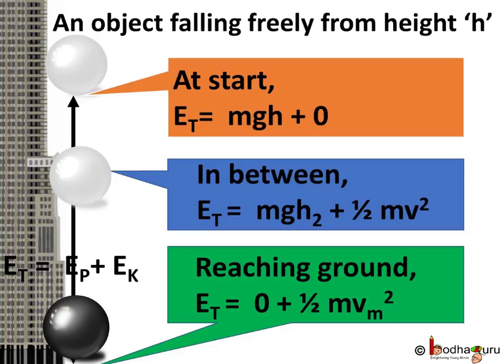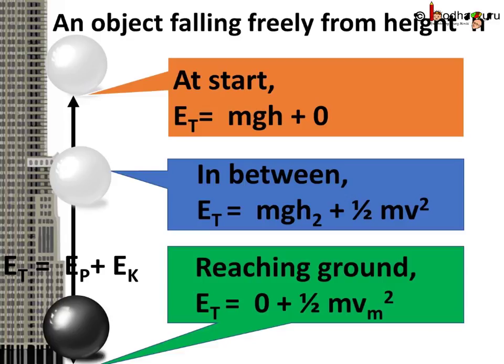We also learned that during the free fall of an object, the decrease in potential energy at any point in the path appears as an equal amount of increase in kinetic energy. Thus, during the fall, there is a continual transformation of gravitational potential energy into kinetic energy.